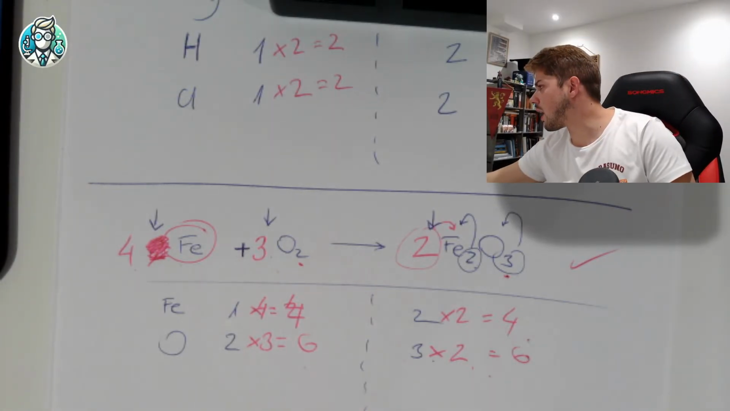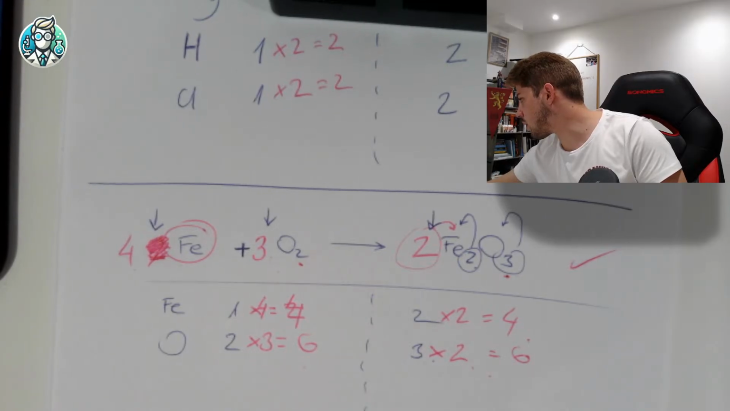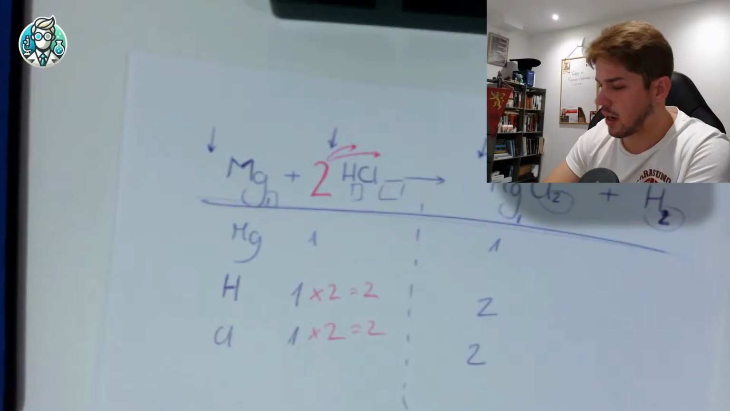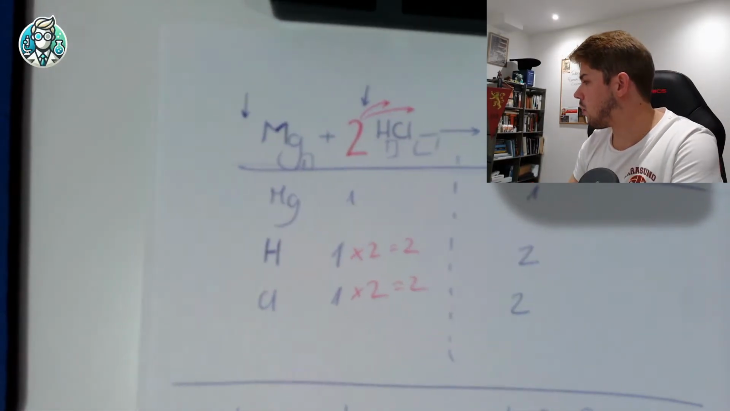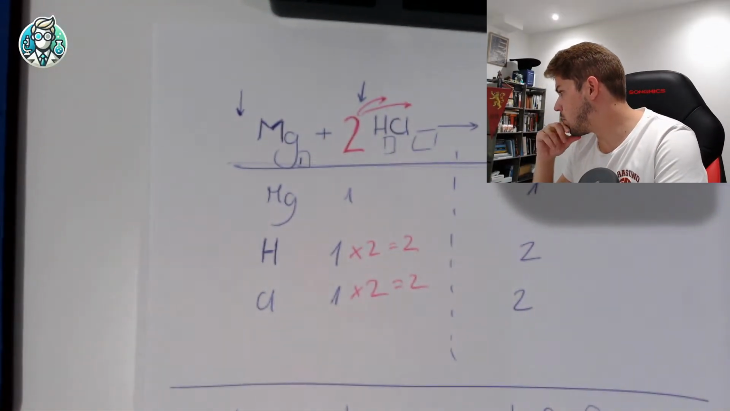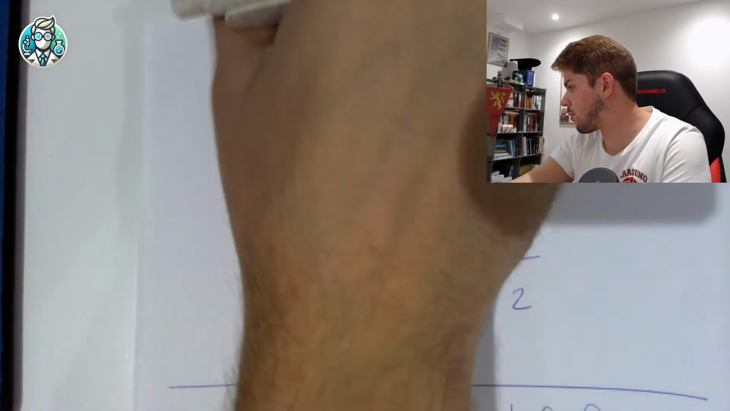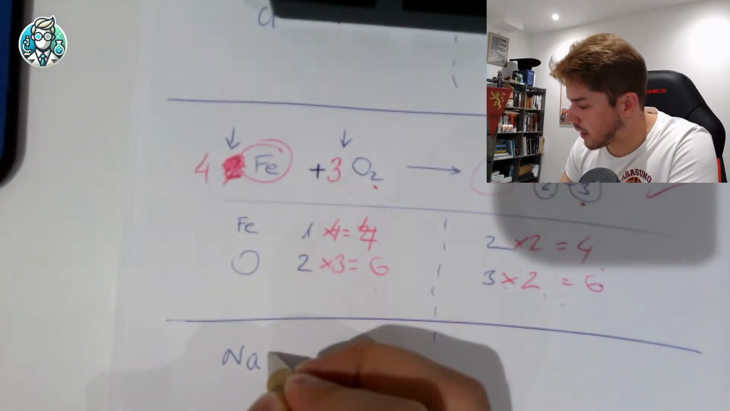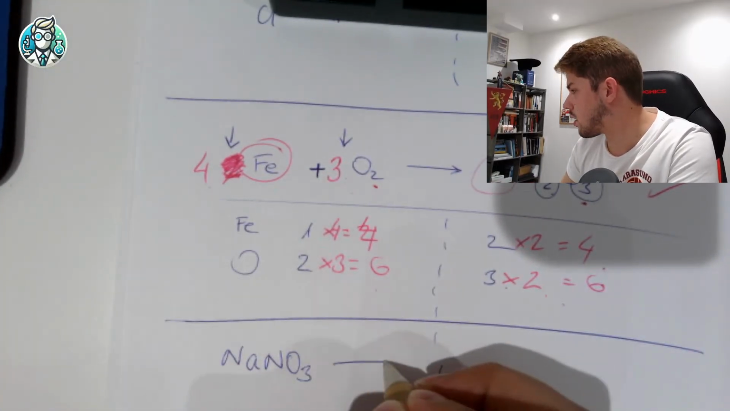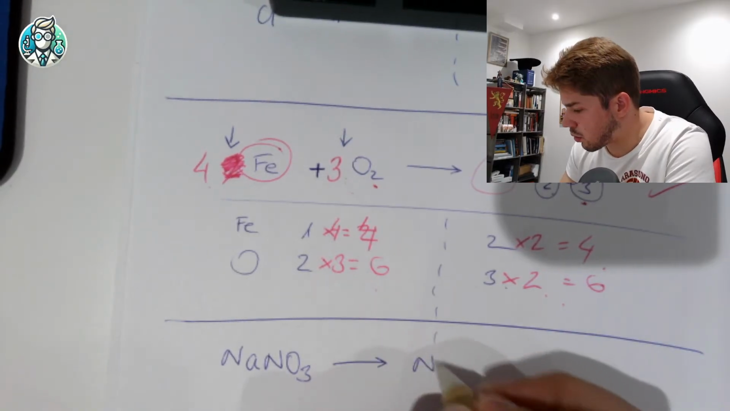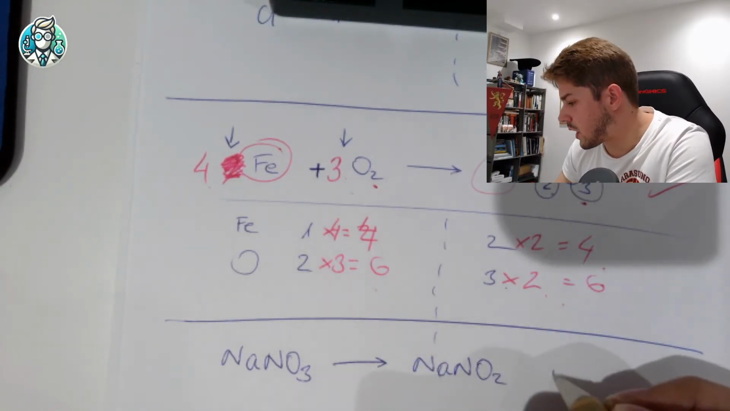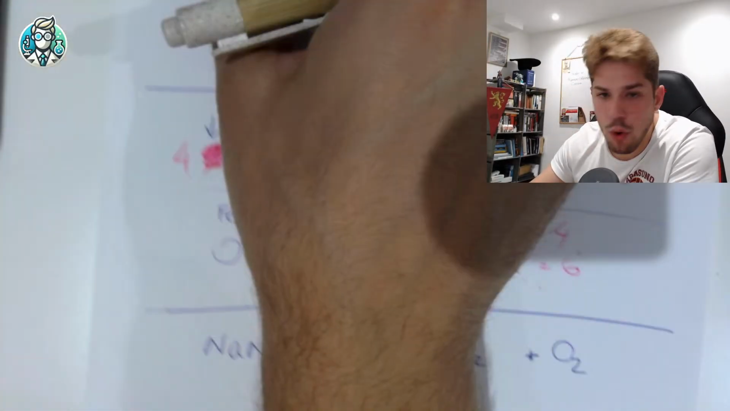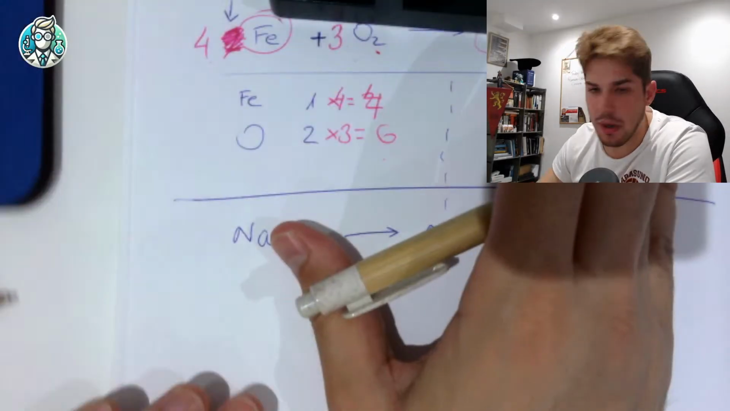All right, let's do a difficult one. A harder one. I'm looking at the activities that I gave to my year 9 and I'm checking. One difficult one could be, for example, let's do this one. Sodium nitrate decomposes into sodium nitrite plus oxygen. This one is slightly more difficult because we have more elements involved, but not that much more difficult, okay?